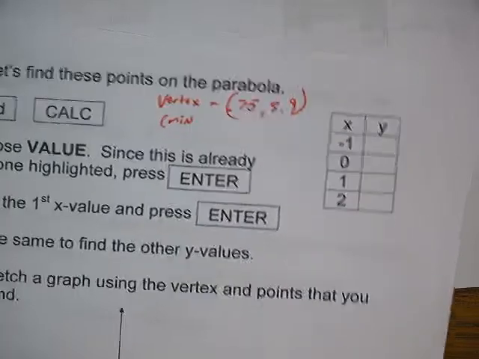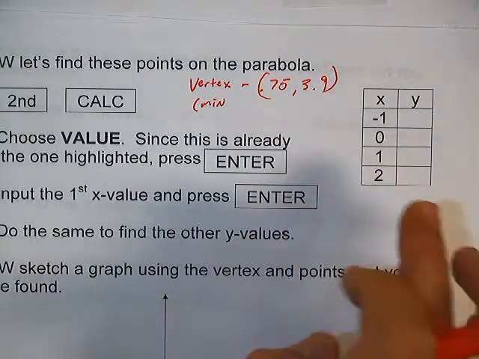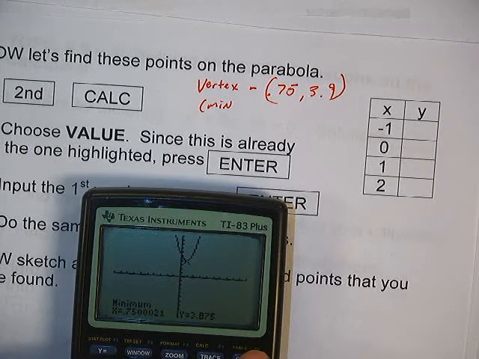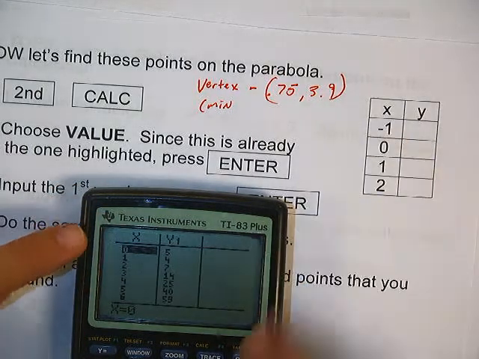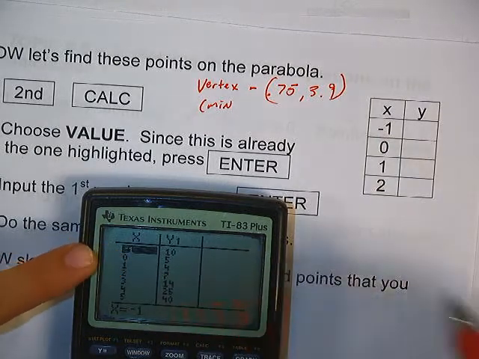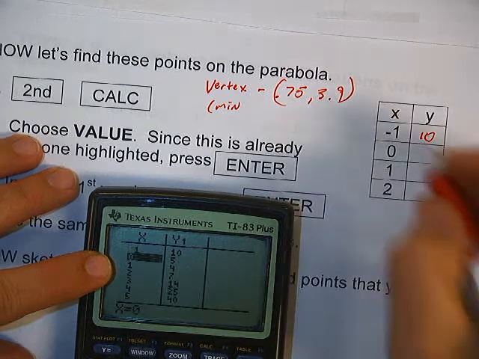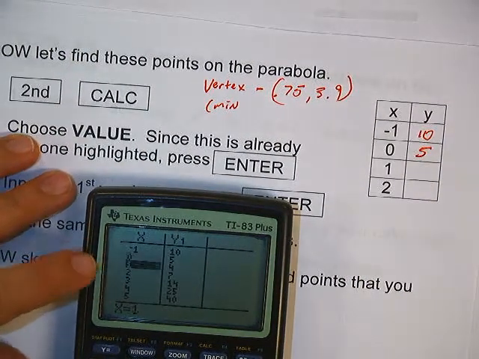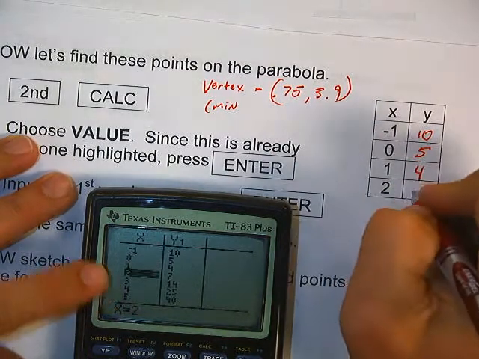Now, okay, now we have to fill out a table. Okay, let's go to our calculator and just hit table. Second graph. When x is -1, y is 10. When x is 0, y is 5. When x is 1, y is 4. And when x is 2, y is 7.